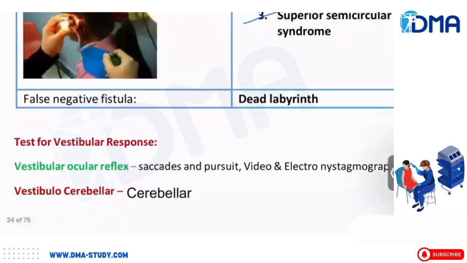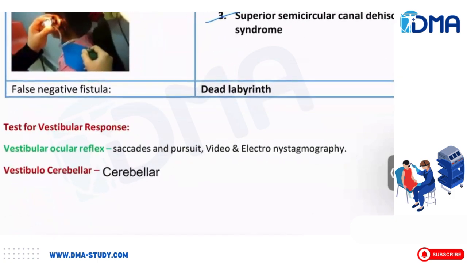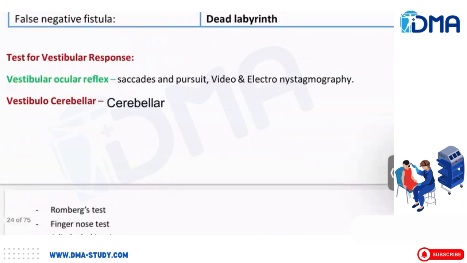So this is completion of vestibular stimulus and test for vestibular stimulus. How can you look into the vestibular response? Either the vestibulo-ocular reflex can be tested by saccades and pursuits, and then video and electronystagmography. Right. So what is saccades?